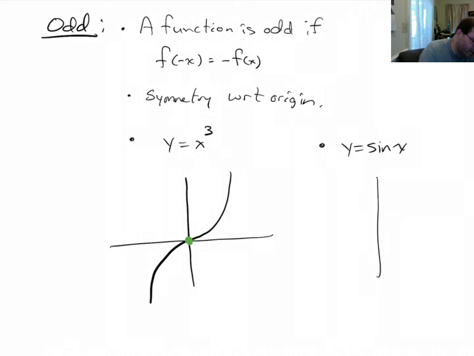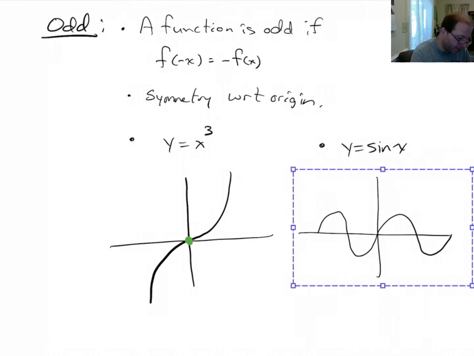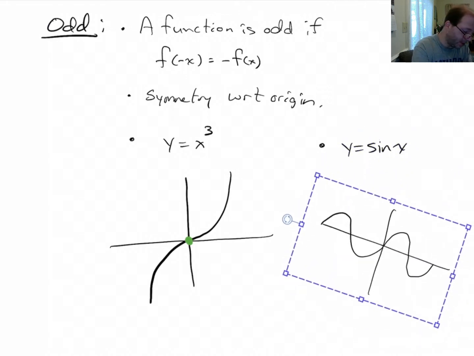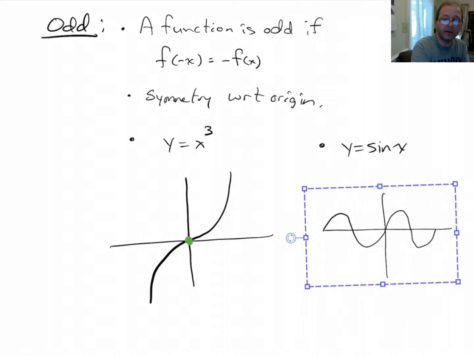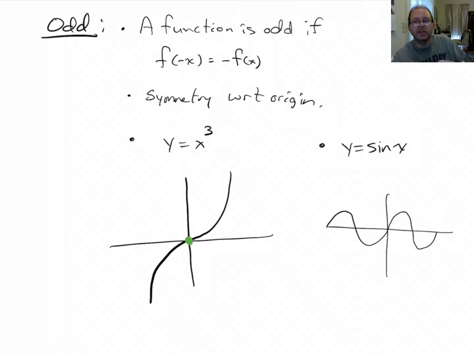Another example would be sine. Sine x, I'm only going to draw 2 periods of sine. It looks roughly like that. If you were to take this and rotate it 180 degrees at the origin, you wind up getting the same function back. So that's what it means when it says symmetry with respect to the origin.